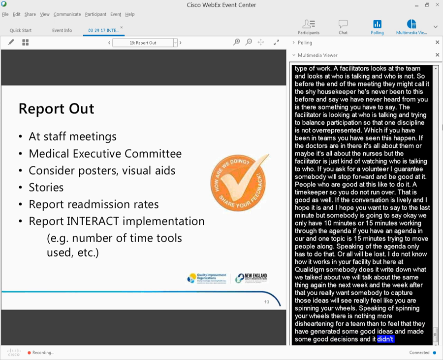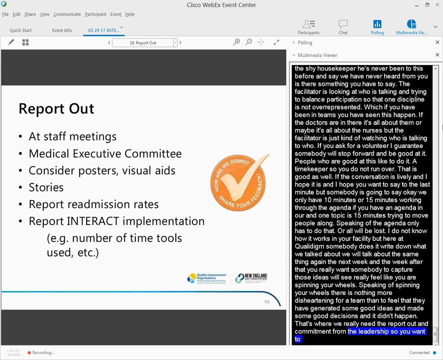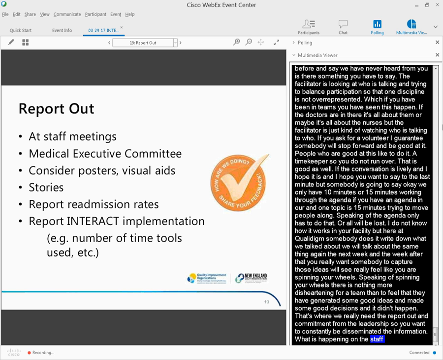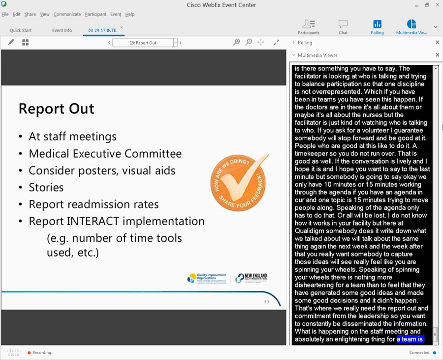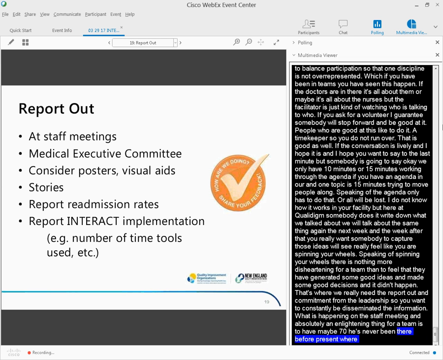So you want to constantly be disseminating the information. Meetings, MedExec, absolutely. A really sort of enlivening thing for a team is to have maybe 2 or 3 people from the team go to MedExec, maybe someone who's never been there before, CNA, staff nurse, housekeeper, whatever, present where they are with Interact implementation, really jazz it up. Consider some posters and visual aids, make it sort of a campaign. Stories are great.